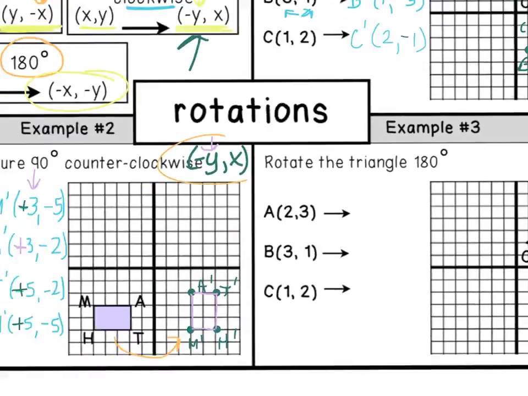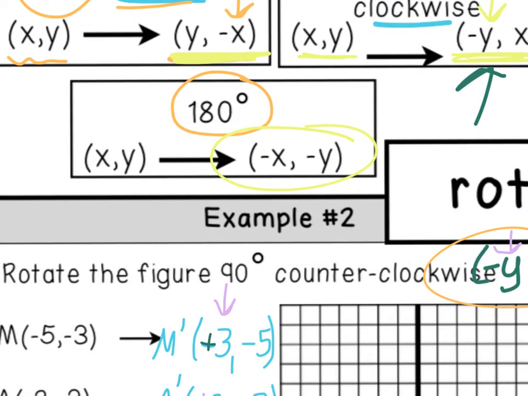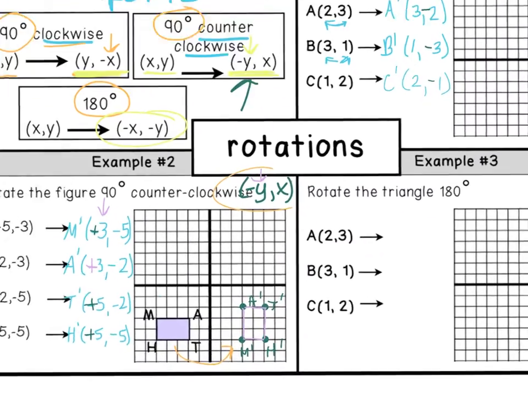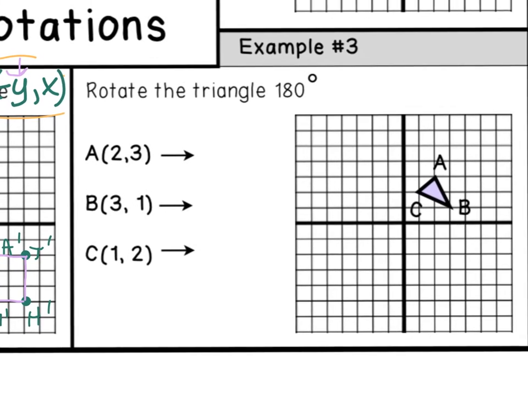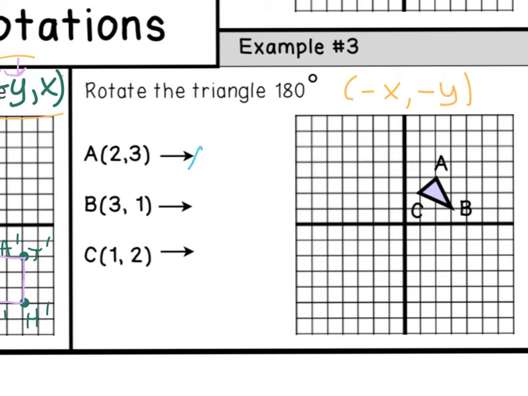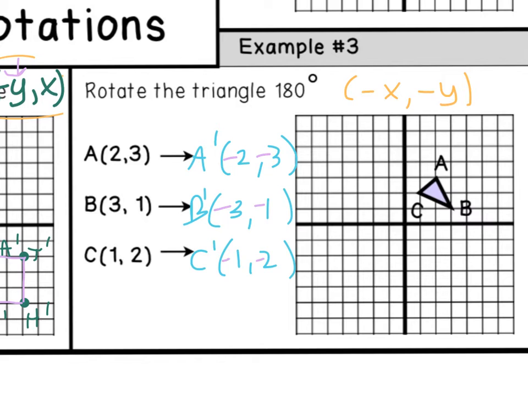Okay, let's do the 180. Now the 180, you just keep the x, y where they are and just do the opposite. Okay, so we're going to do the opposite here. Okay, so A prime. So we keep our 2, 3, and then we just make them the opposite. So they're both positive, so we make them both negative. Okay, so B prime, keep these in the same order, but then make them the opposite. And C prime, keep these in the same order and make them opposite.